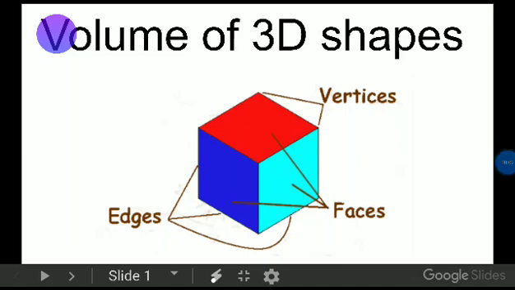We are going to understand about volume of 3D shapes. 3D shapes are solid objects having 3 dimensions: length, breadth and height. And volume is its containing capacity.